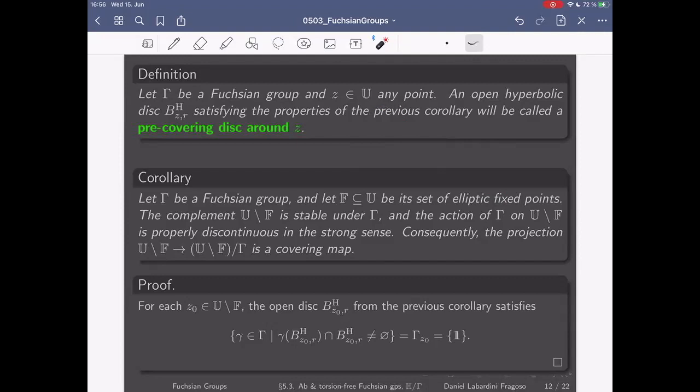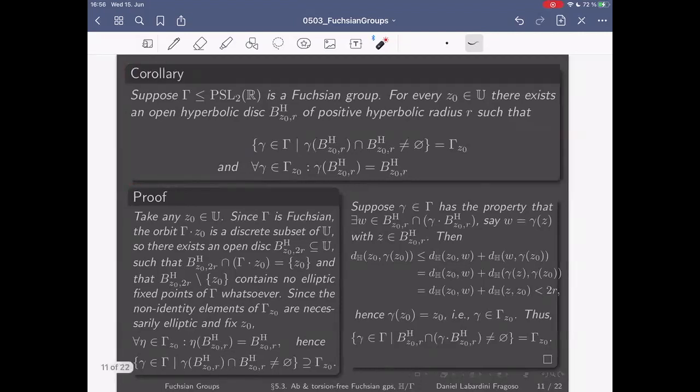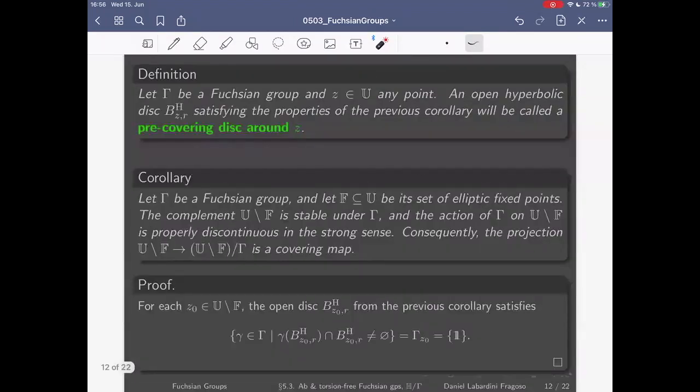Okay, so what's the proof? What's written here is that you can just take the open disk from the previous statement, this one here, and this is a pre-covering disk around a fixed point. But if it's not a fixed point, then this gives you a covering map.